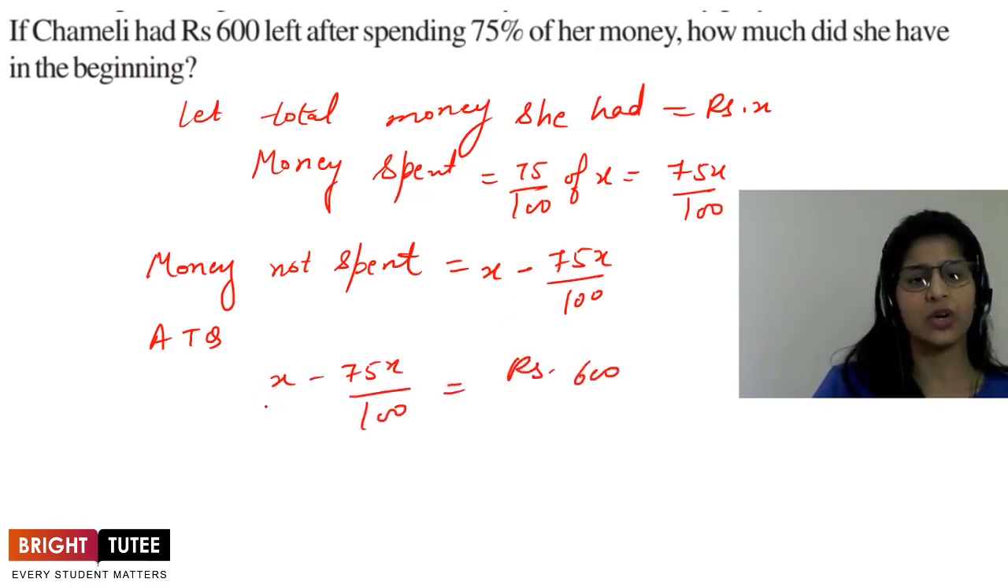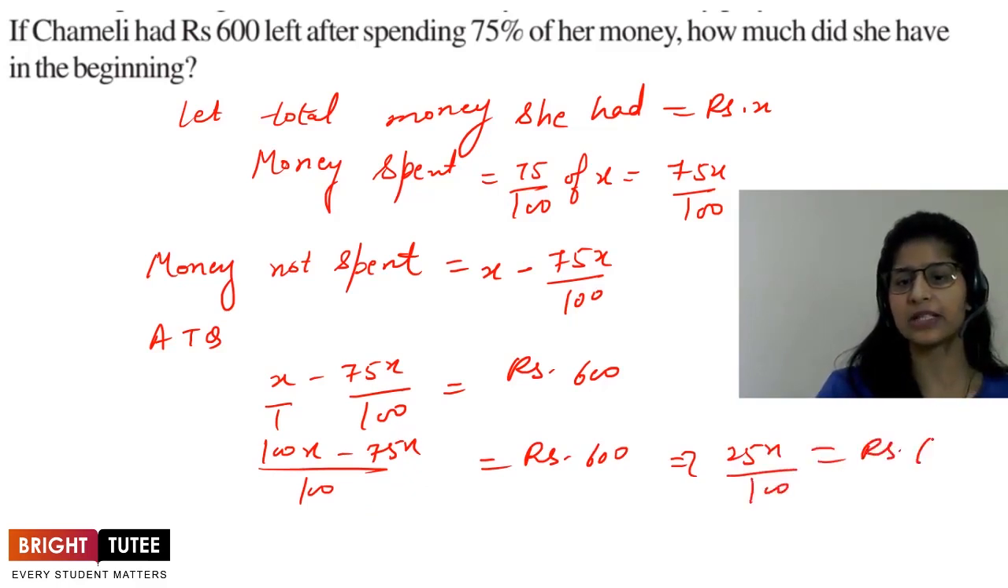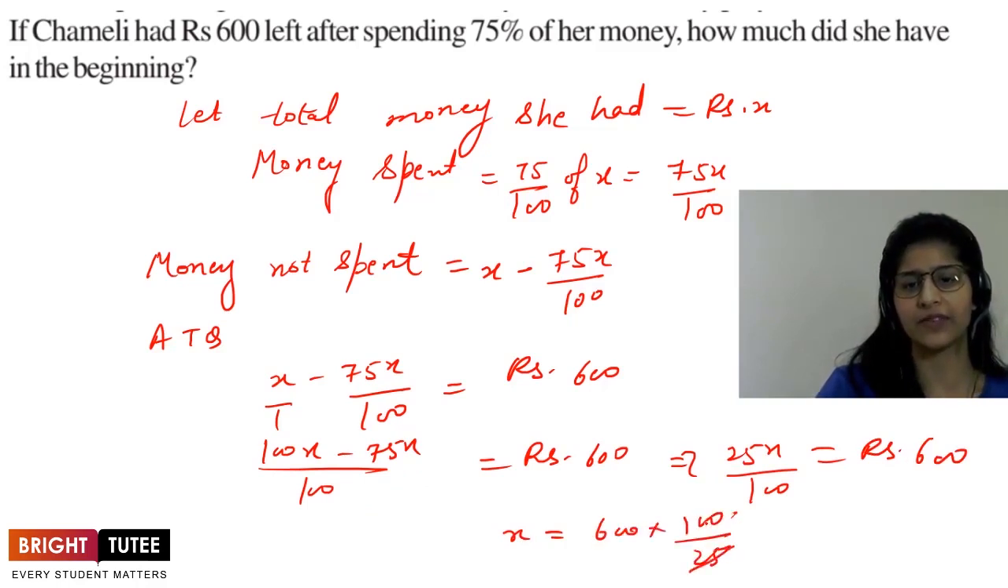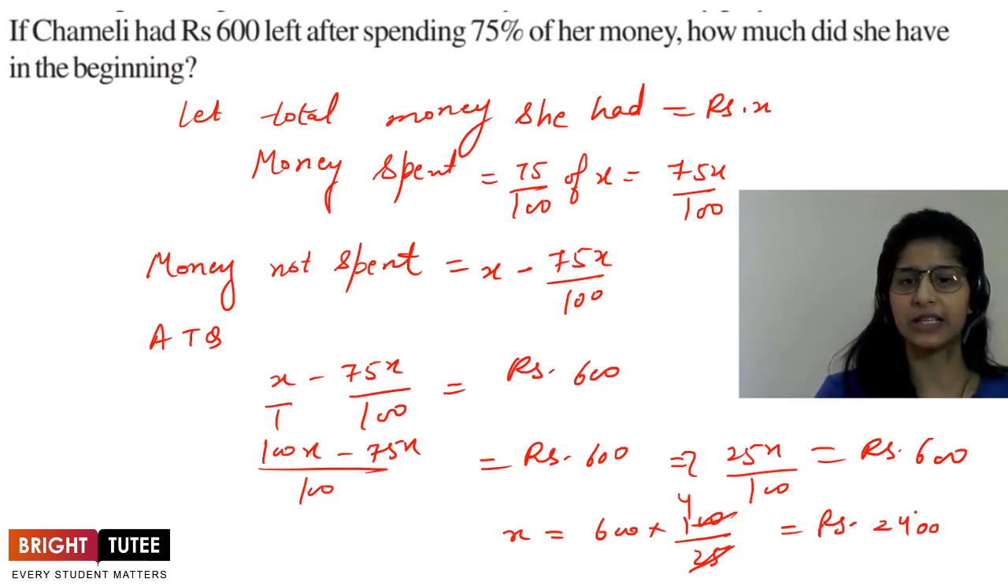600. So when you take the LCM, you write 100x minus 75x and that comes out as rupees 600. So 100x minus 75x is 25x upon 100 and that's equal to rupees 600. So x will be equal to 600 multiplied with 100 upon 25. So we get 2400, the same answer. Clear? So you can attempt the question in both the ways. I hope this is quite clear, right?